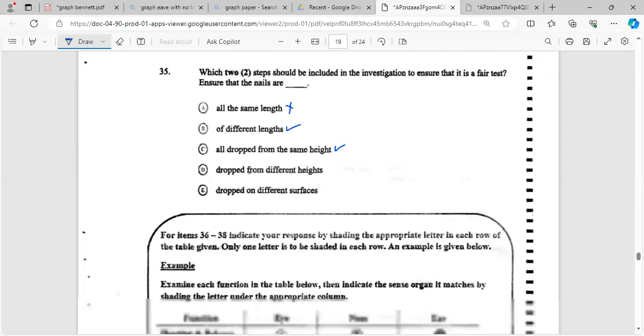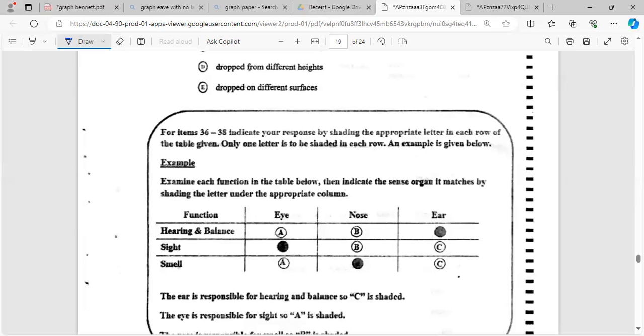36 now. For 36 to 38, indicate the response by shading the appropriate letter in each row of the table. Only one letter is to be shaded in each row. An example is given below. Examine each function in the table below, then indicate the sense organ match by shading the letter under the appropriate column. So we have hearing and balance, that's your ear; sight, your eye; smell, nose. Alright, cool. So you must choose one in each row.